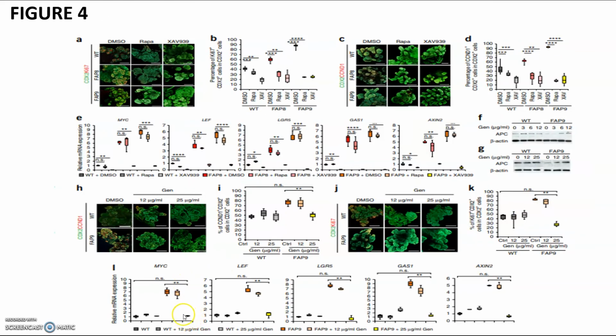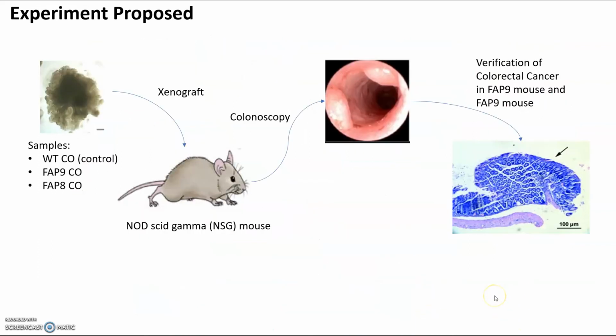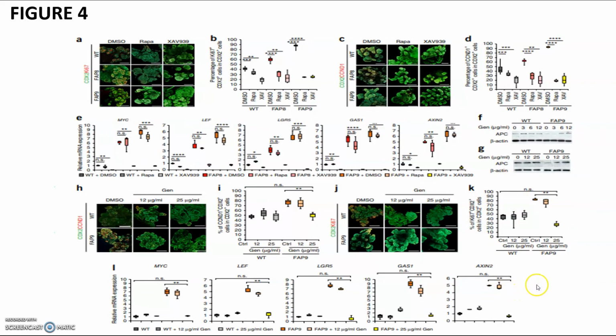So we have the 25 micrograms right here, the 25 micrograms right here, and the 25 micrograms right here, and here, and they have been significantly downregulated due to the geneticin application, which regained our APC in figure 4G.